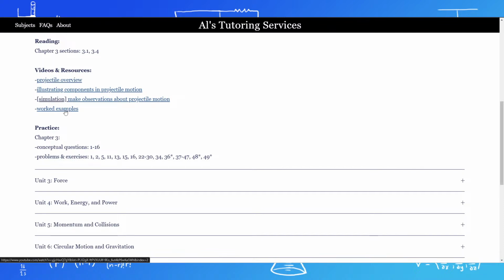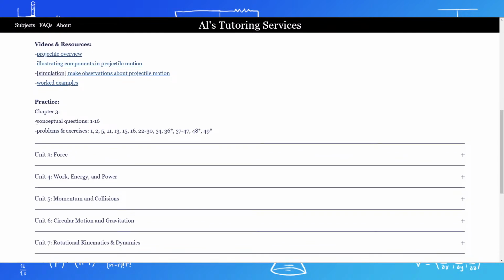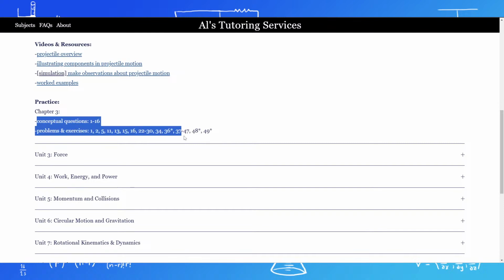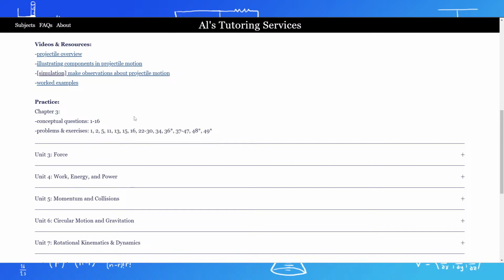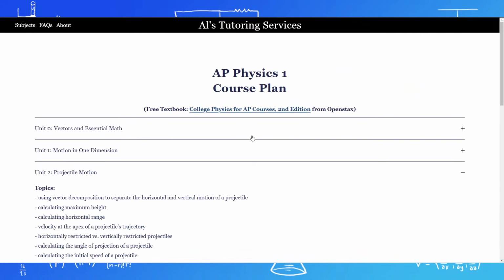Worked examples: that will take you to Michel van Biesen's channel, where he does a lot of example problems, so definitely look at problems from him. You might even see some of the more difficult problems that I plan on doing next time. Other than that, we've already covered everything that's needed, so you should be able to do all of the conceptual questions and the problems and exercises from the book. And if you don't have the book, it is linked up here. You can download it for free.